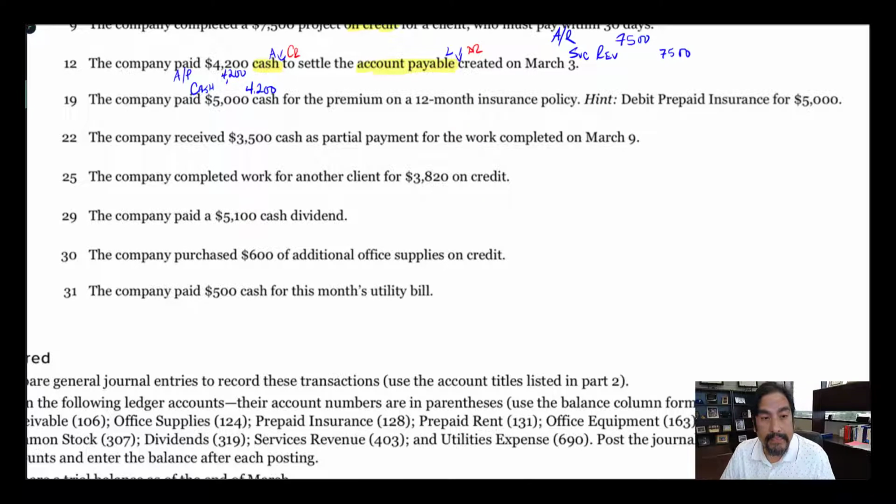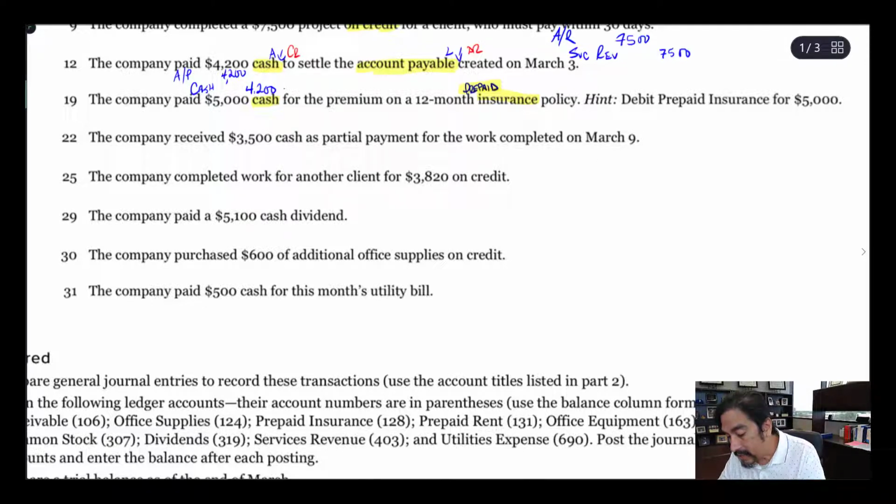Next, we've got 19, which says we paid $5,000 cash for the premium on a 12-month insurance policy. So normally when we pay insurance, we would call it insurance expense. That's when we're paying it and using it almost immediately after. But this is a prepayment that goes 12 months out. So we're going to record this as an asset called prepaid insurance. And the other account is cash.